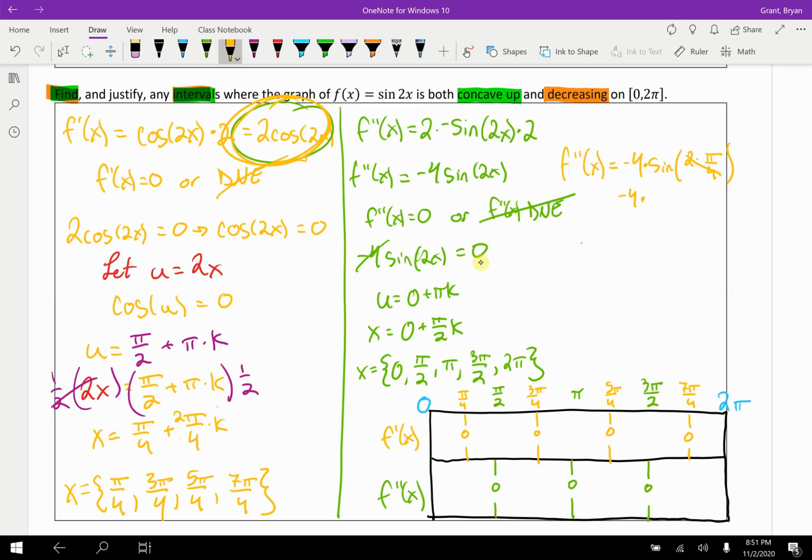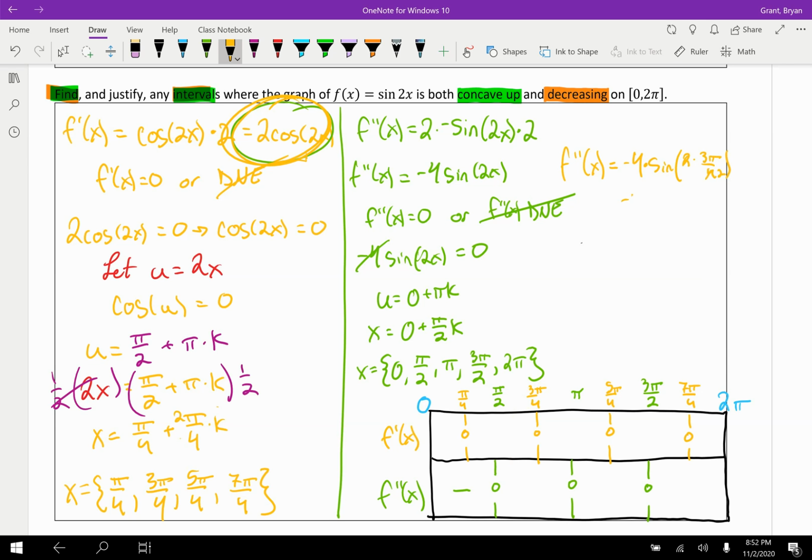These cancel and become pi over 2. And we need to know that sine of pi over 2 is positive 1. So we get a negative times a positive. This ends up being a negative. So my first piece down here is negative. And then I'll just keep going through the rest of these. So the next one I'm going to try is 3 pi over 4 for this interval. Okay, so 2 times 3 pi over 4. This becomes a 2.